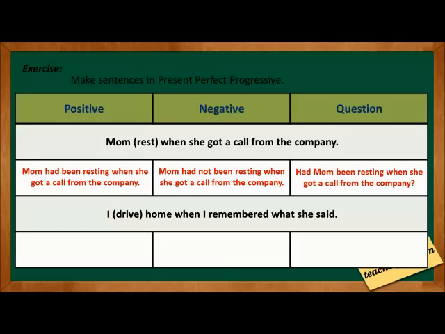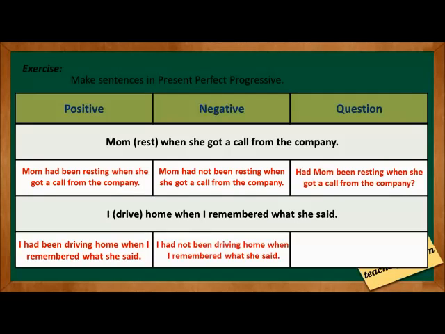The second one: I drive home when I remembered what she said. Drive is the verb. The correct positive sentence is I had been driving home when I remembered what she said. The negative sentence is I had not been driving home when I remembered what she said. And the question is, had I been driving home when I remembered what she said?